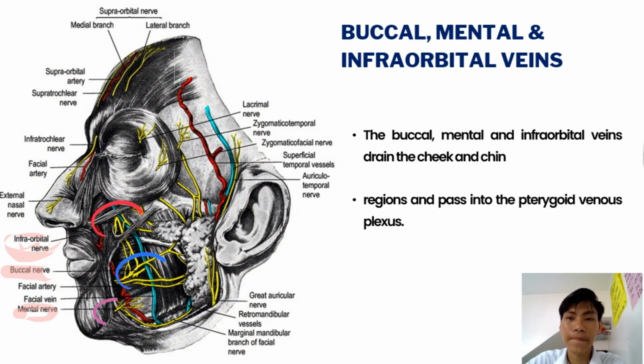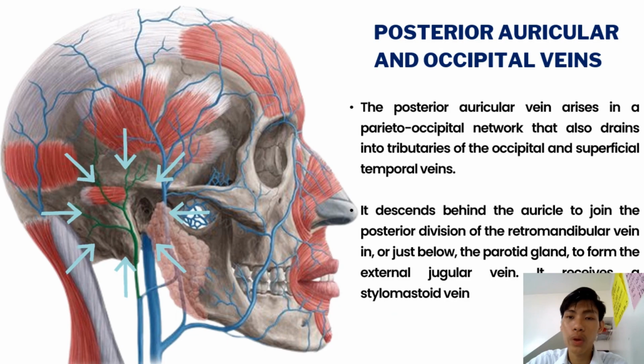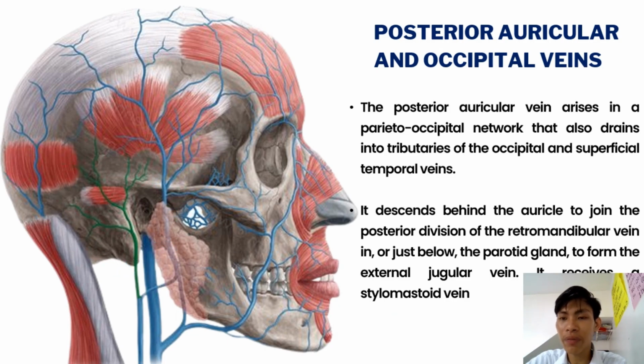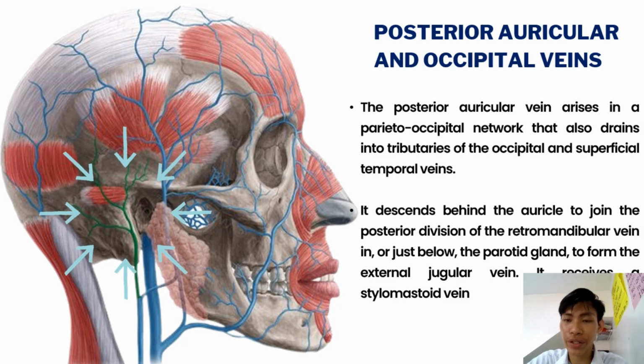We also have posterior auricular and occipital veins. The posterior auricular vein arises in a parieto-occipital network that also drains into tributaries of the occipital and superficial temporal veins. It then descends behind the auricle to join a posterior division of the retromandibular vein in or just below the parotid gland to form the external jugular vein. It also receives a stylomastoid vein.